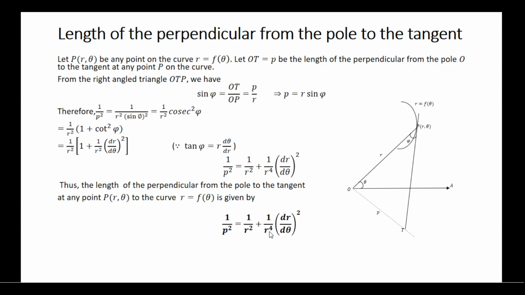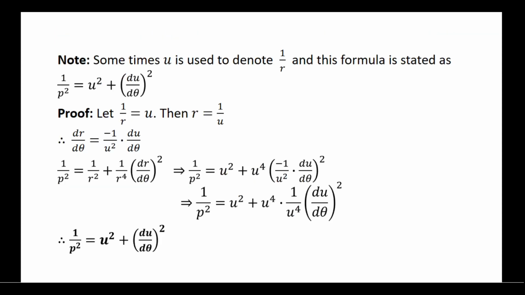So we shall know one more form of the length of the perpendicular. Put 1 by r equal to u in the previous equation. If we consider 1 by r equal to u, what is r? r is nothing but 1 by u. Now differentiate this with respect to theta. You will get dr by d theta equal to minus 1 by u square into du by d theta, since the differentiation of 1 by u is minus 1 by u square into du by d theta.